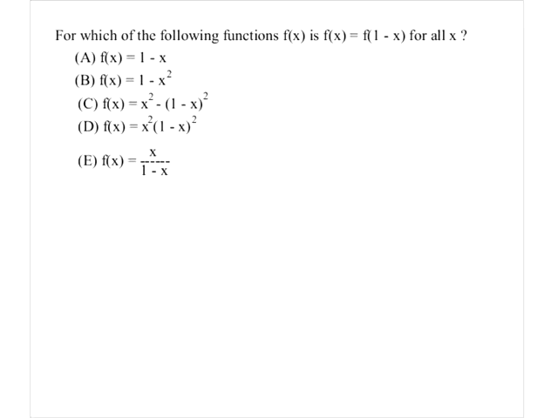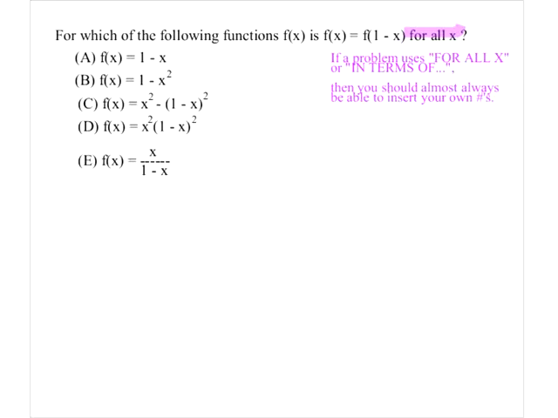Here's the problem. What I want to illustrate here is that this time they're almost telling you to do this. If they tell you "for all x", then that means this technique will always work. If a problem uses "for all x" or "in terms of", then you should almost always be able to insert your own numbers. Think about what this means for a second. This means that for any x you can possibly pick, this should work. So if you pick an actual particular choice of x, then this has to work.